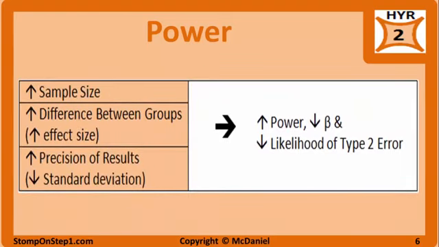Power increases as you increase sample size because you have more data from which to make a conclusion. Power also increases as the effect size, or actual difference between groups, increases. If you are trying to detect a huge difference between groups, it is a lot easier than detecting a very small difference between groups. Increasing the precision, or decreasing standard deviation, of your results also increases power. If all of the results you have are very similar, it is easier to come to a conclusion than if the results are all over the place.